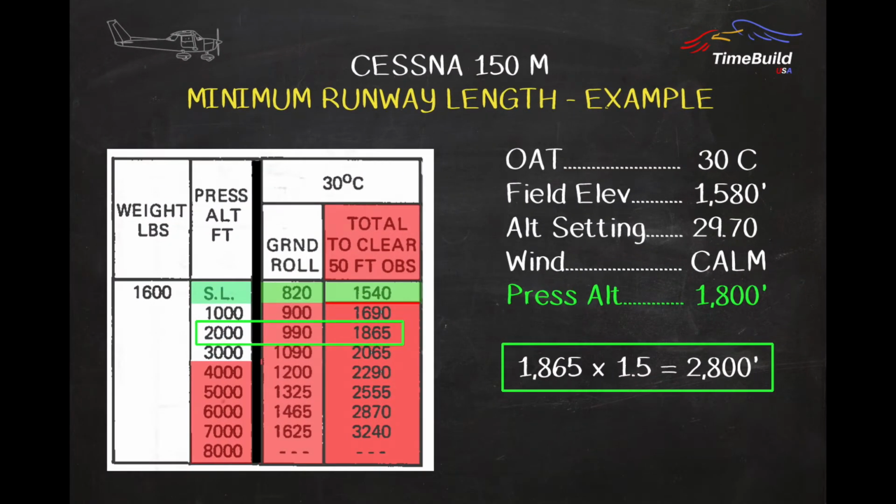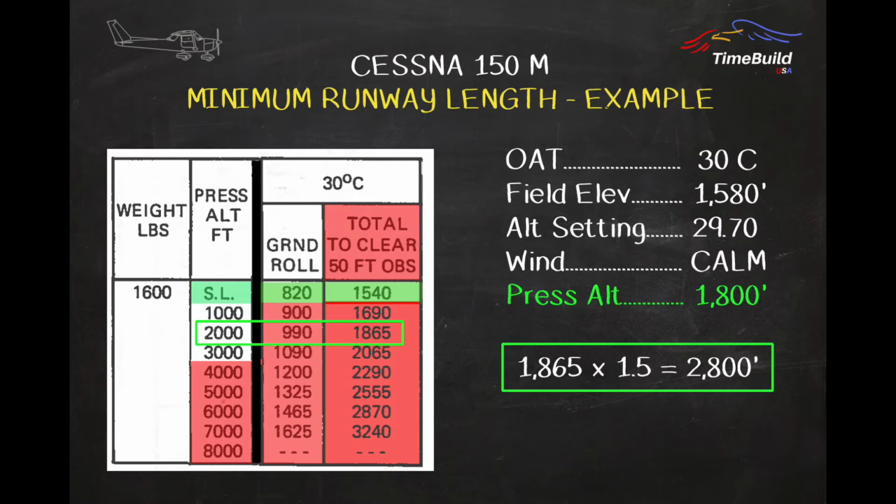In this scenario, the pilot is contemplating using an airport that is 1,580 feet above mean sea level. It is a hot summer day with an air temperature of 30 degrees Celsius and altimeter setting of 29.70. The computed pressure altitude is 1,800 feet. The airport elevation coupled with the high temperature and low pressure should be a warning to the pilot that aircraft performance will be reduced.